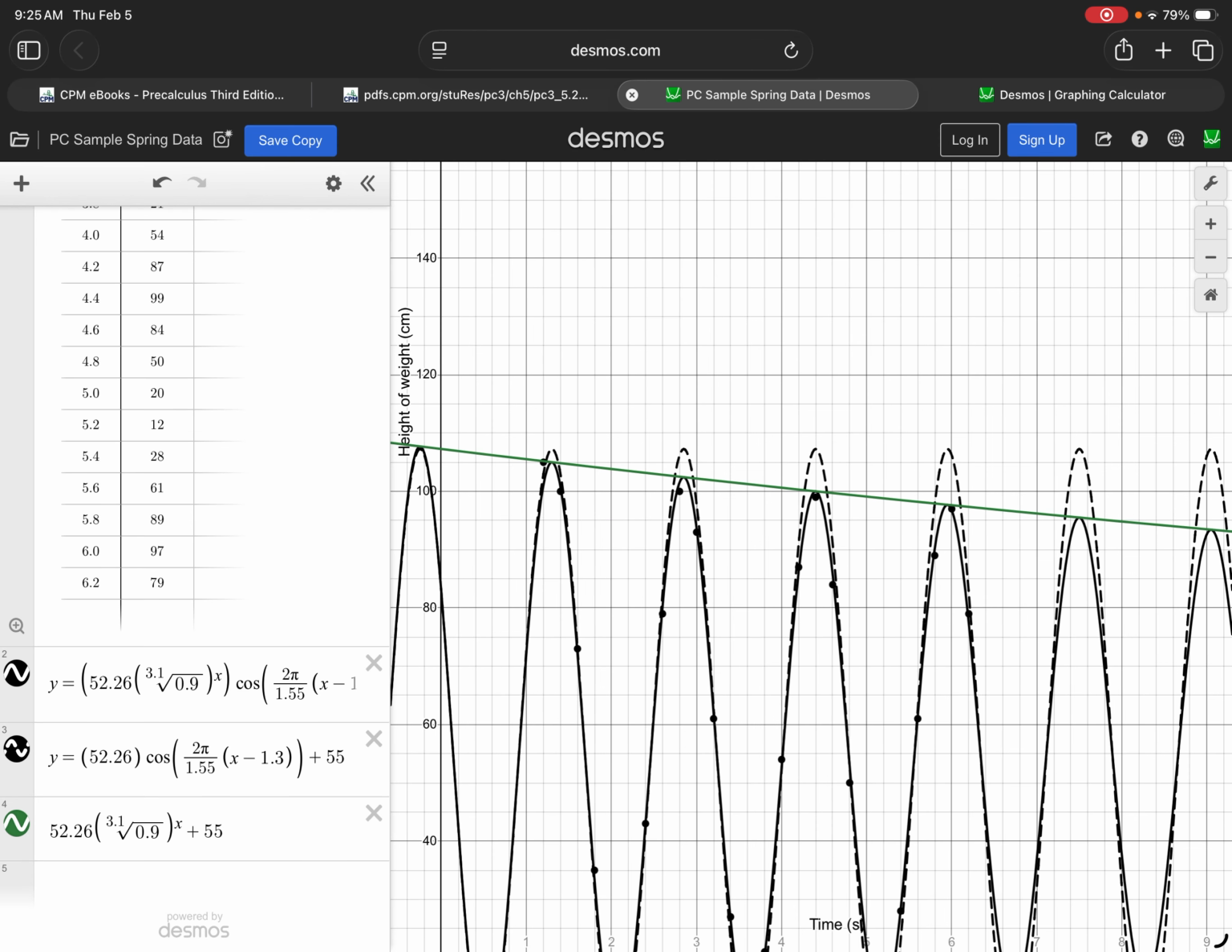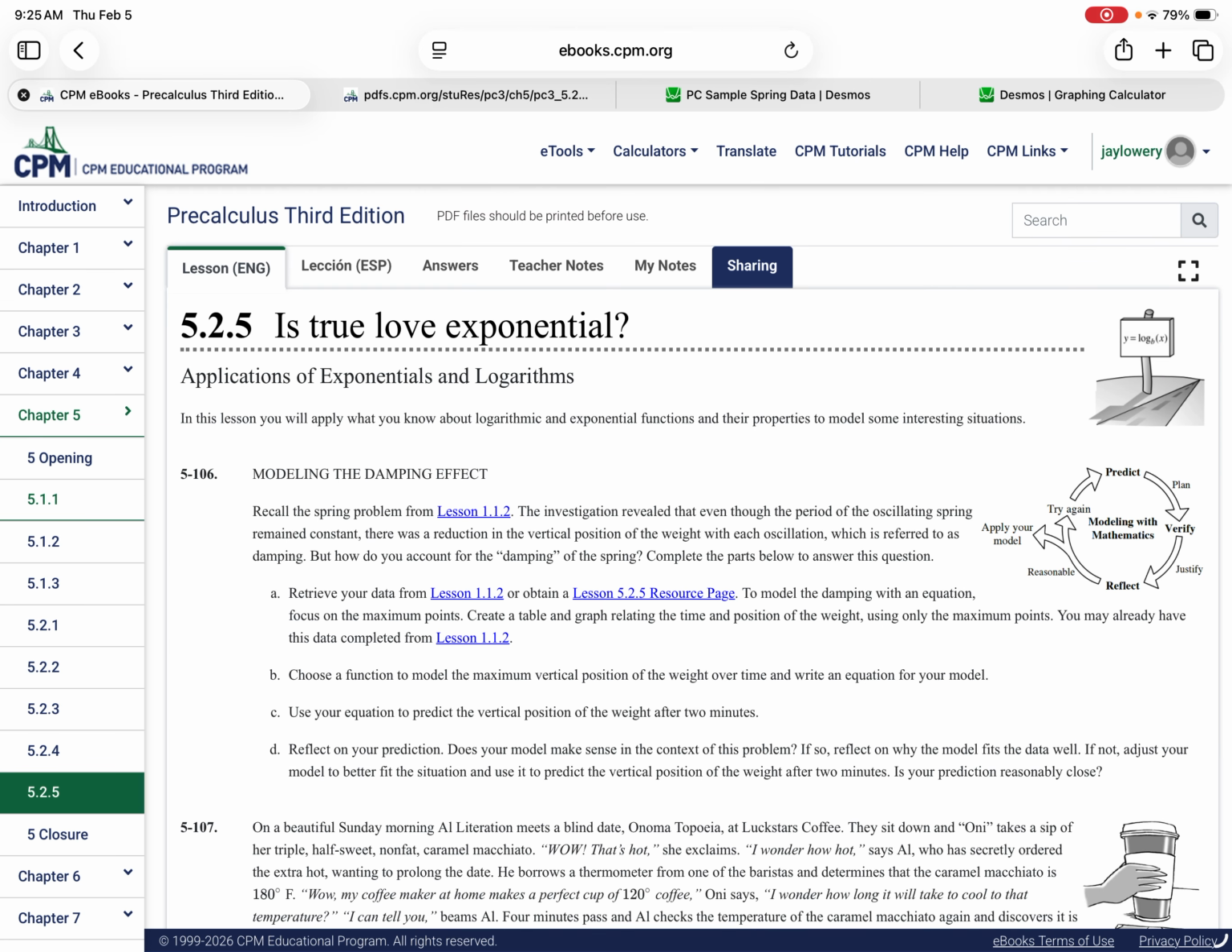It's going to predict these top, maximum points. It's going to hit these, again based off dampening. It may not be the exact equation I have here, but you're going to get close. And then we're able to predict where the vertical position is after 2 minutes, and we're going to reflect on that model.